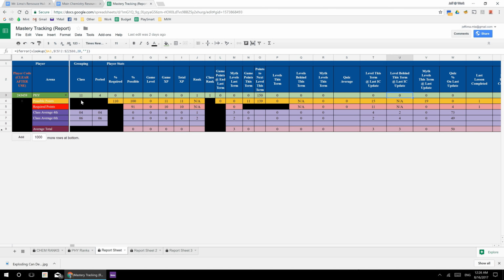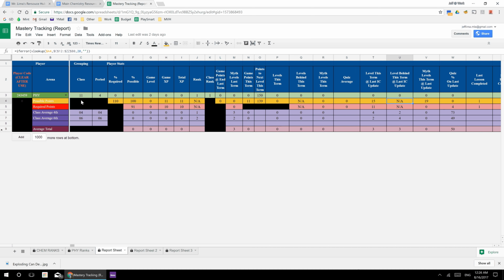This next column tells you how many levels you are behind compared to how many levels you should be. Right now, for example, there aren't any levels that are possible or required because the year has just started. By the way, the class average is turning out 2. That doesn't make sense because people don't really have 2 levels. I have to fix that. There's something wrong, evidently.